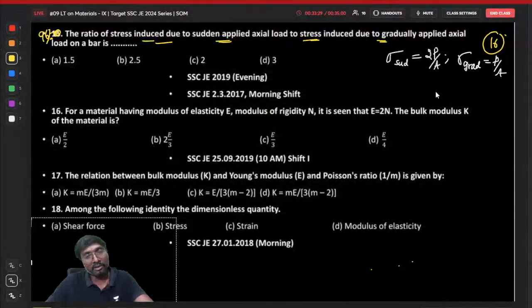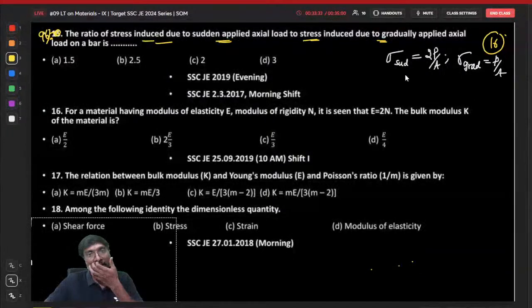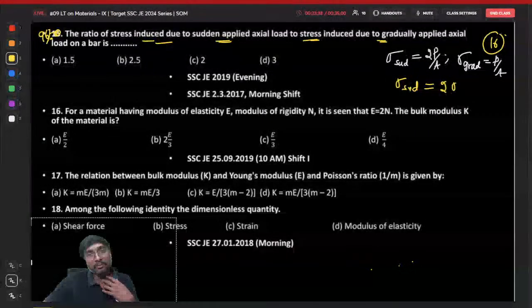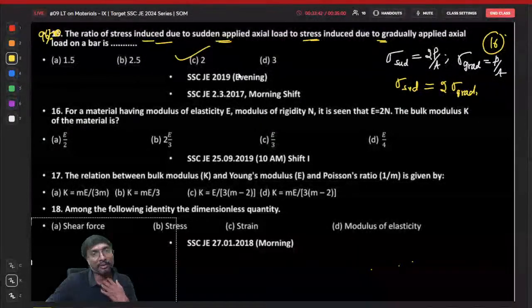Impact load has a very big expression, right. So the stress sigma due to the suddenly applied load is equal to 2 times the stress due to the gradually applied load. So which one is it? Option C will be the correct answer. 2019 and 2017, they have given. Okay.